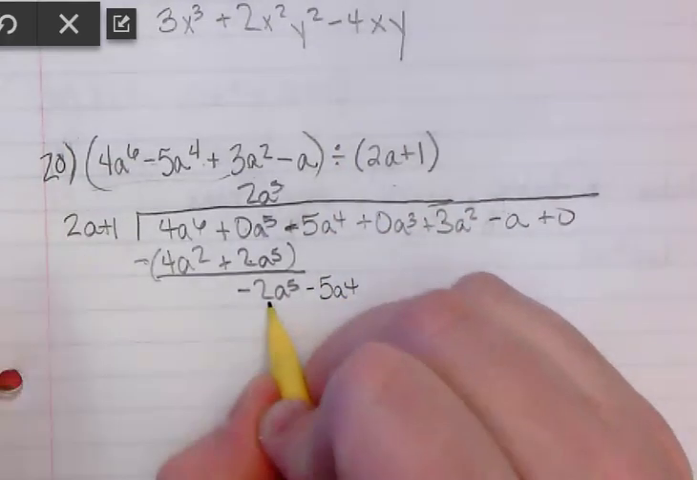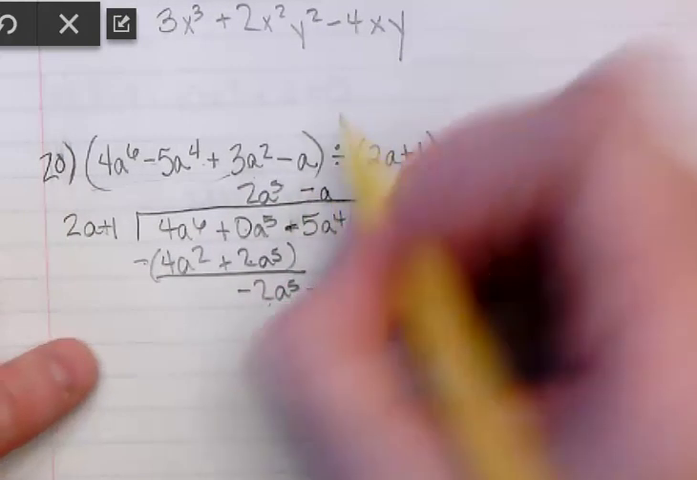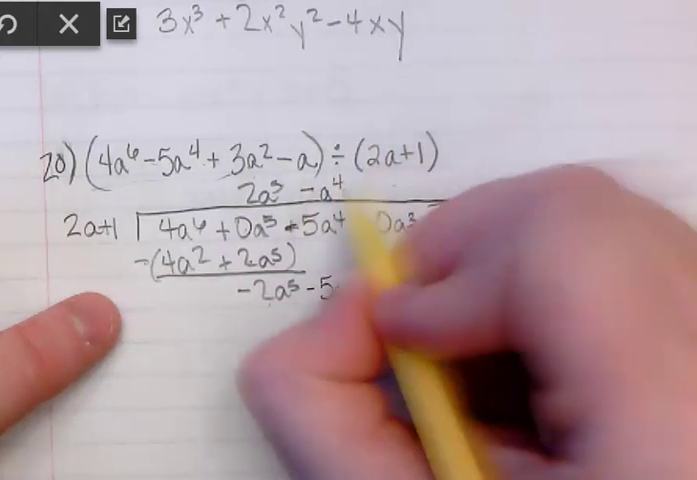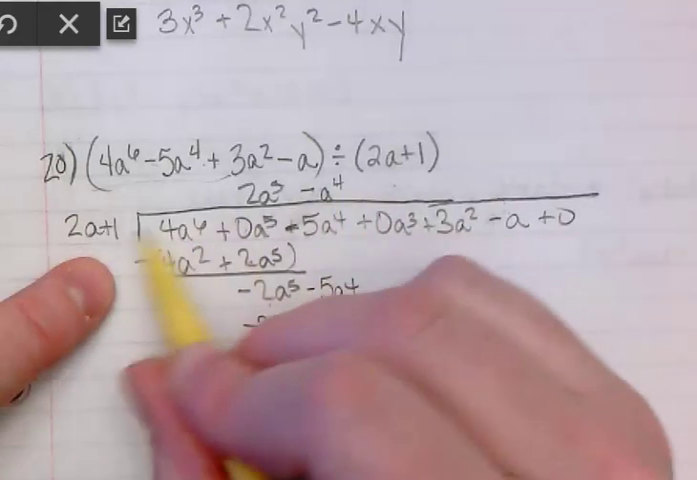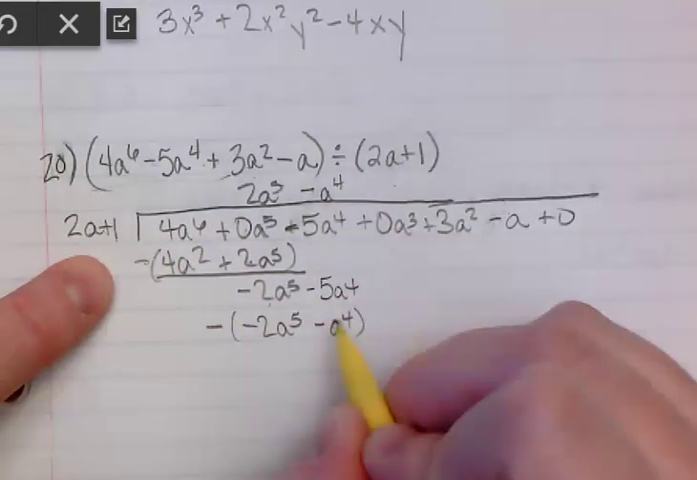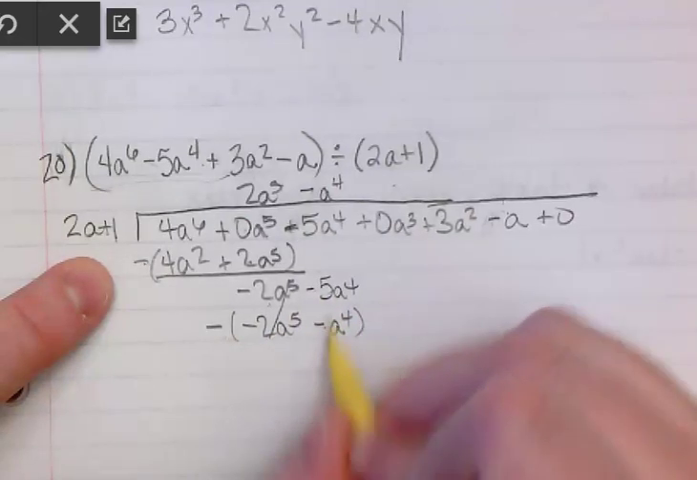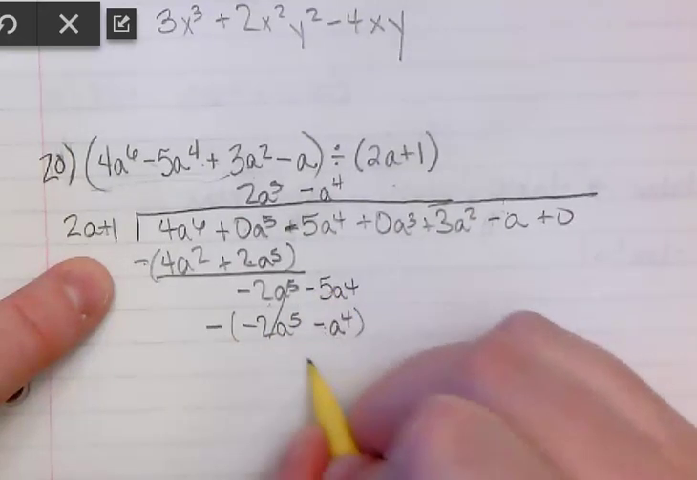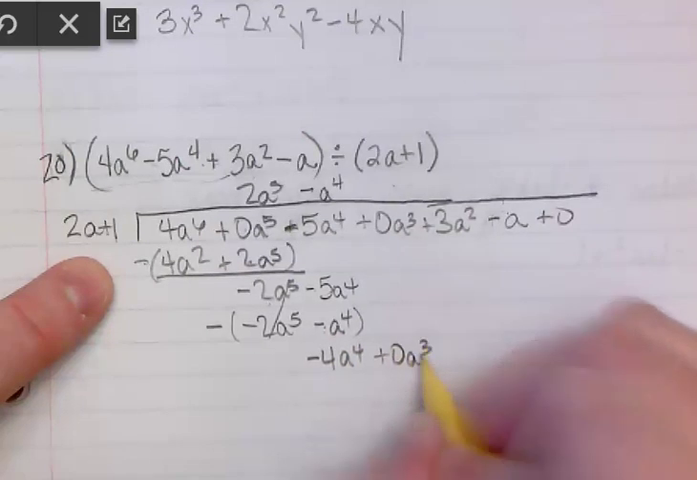What times 2a gets you negative 2a to the 5th? A negative 4a to the 4th. Sorry, negative a to the 4th. Multiply both of those. Negative a to the 4th times 1 is a negative a to the 4th. Minus. Cancel out. Negative 5 minus a minus becomes a plus, so negative 5 plus a to the 4th is a negative 4a to the 4th plus 0a cubed.